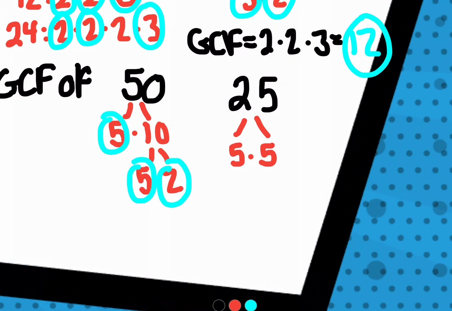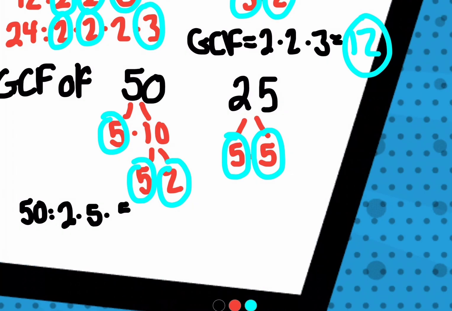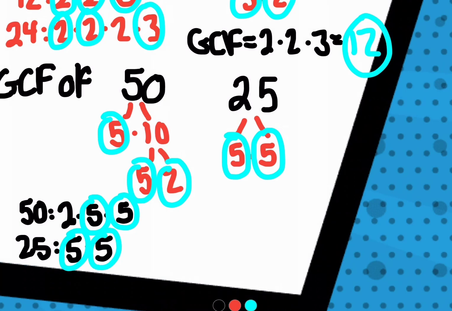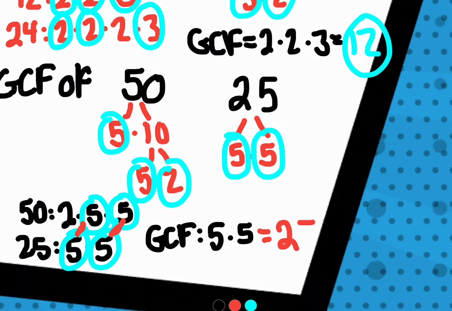That is my prime factorization of 50. That's my prime factorization of 25. So 50 is 2 times 5 times 5, and 25 is just a plain old 5 times 5. What do they have in common? This and this and this and this. So the GCF is found by doing 5 times 5. Remember, this 5 and this 5. And that answer is 25. So if you got 25, you got it right.